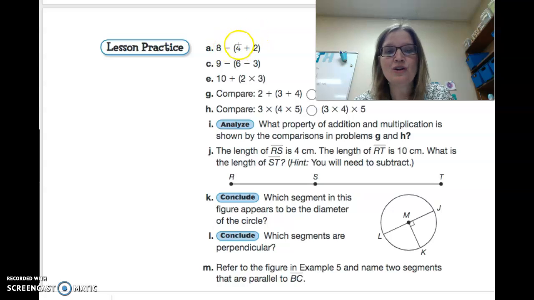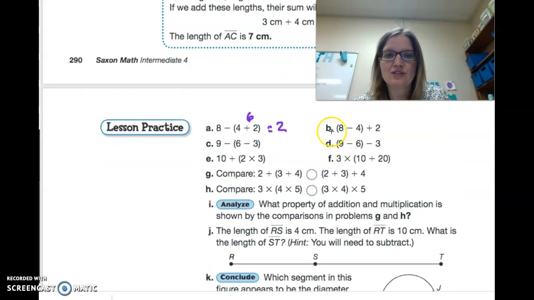8 minus 4, 4 plus 2, we know that is 6. So 8 minus 6 equals 2. Let's see, I'm going to scroll this down so you can see it. 8 minus 4 is, I have to think about it, 4. Plus 2 equals 6. 9 minus 3 is 6. 9 minus 6 is 3. 3 minus 3 is 0.